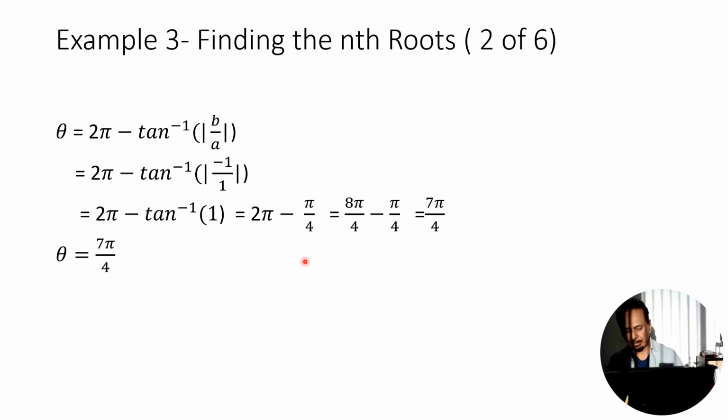In order to subtract, we have to have the same denominators. So the LCD is 4. So we multiply 2π by 4 and divide by 4. So we have 8π/4 − π/4. Now we have the same denominators, so we can subtract numerators. So 8π − π would be 7π/4. So θ = 7π/4.